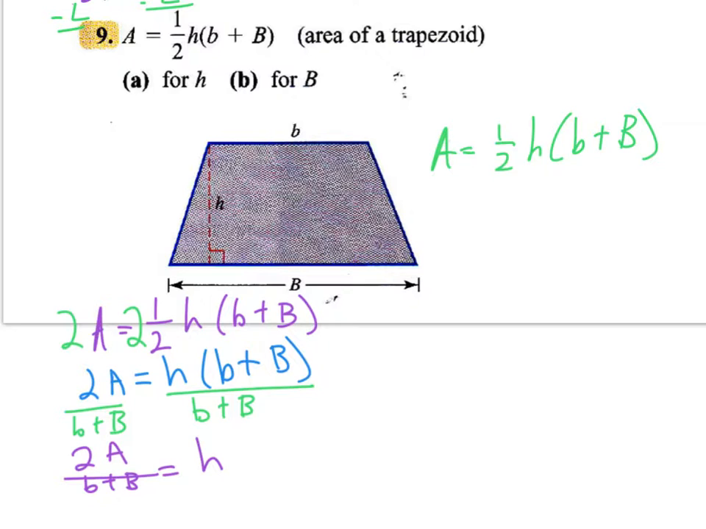The second part of that asks us to solve for the capital B, so again we begin by multiplying by 2. Again, that avoids getting a fraction in the denominator.